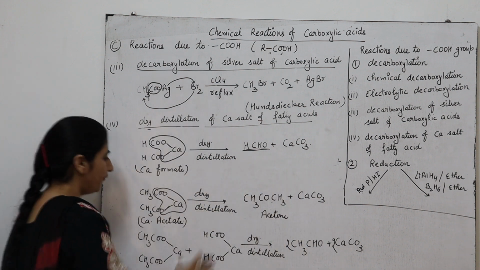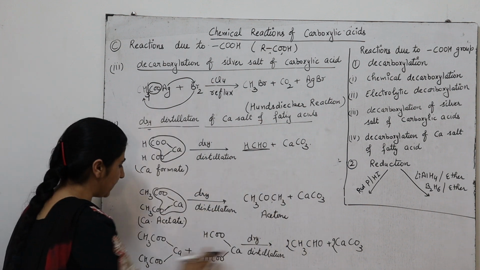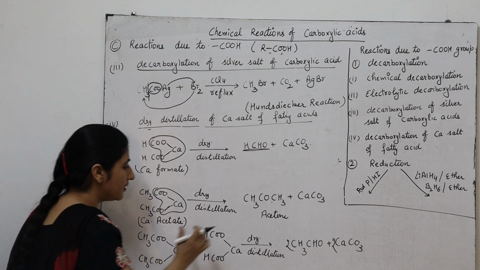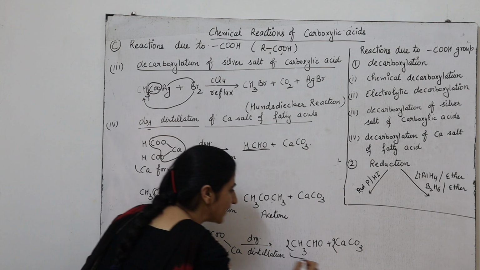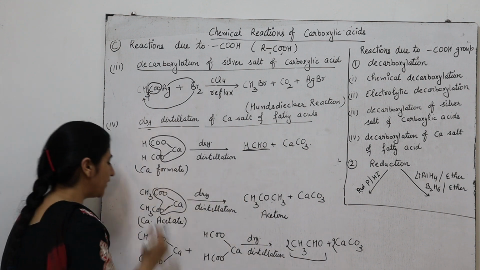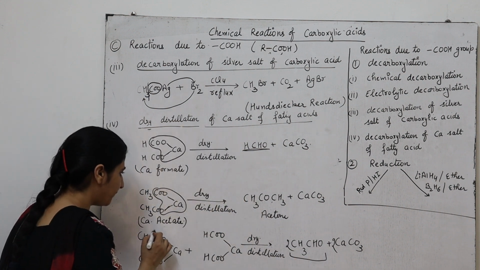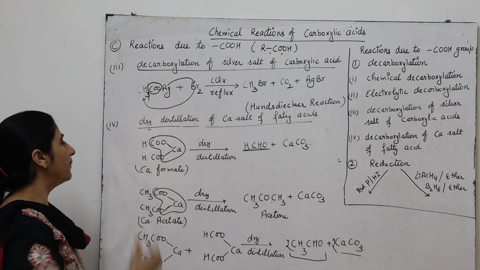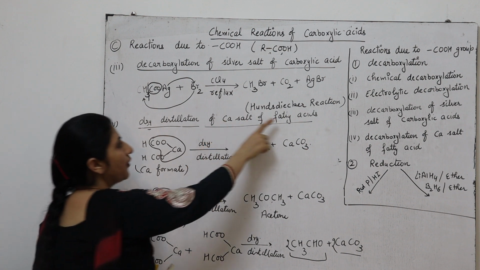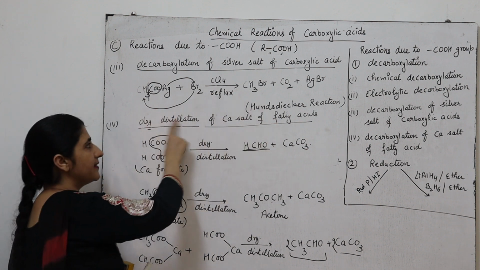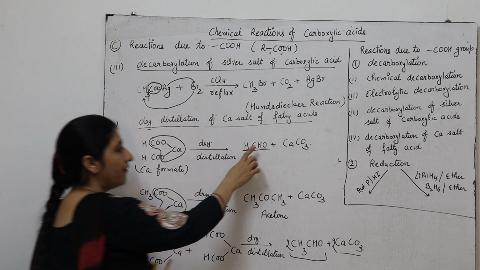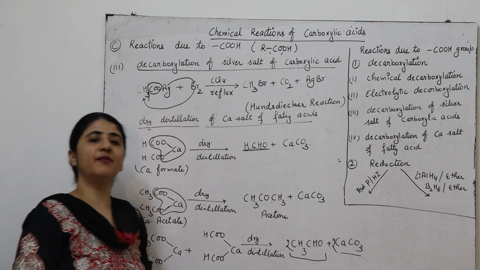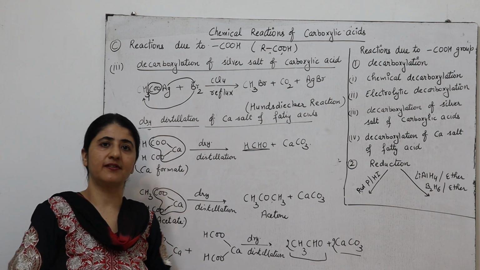If we take the mixture of calcium formate and calcium acetate, in this case there is a formation of acetaldehyde along with two molecules of calcium carbonate. So when the calcium salt of fatty acids undergoes dry distillation, it gives formaldehyde, aldehyde or ketone. It depends upon the nature of the reactant.